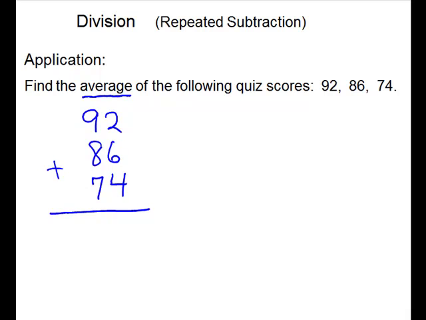So there's 10 plus 2 is 12, and I'll carry. There's 10 and 15 is 25. And so we have 252. We're going to divide by 3 because we had 3 scores.